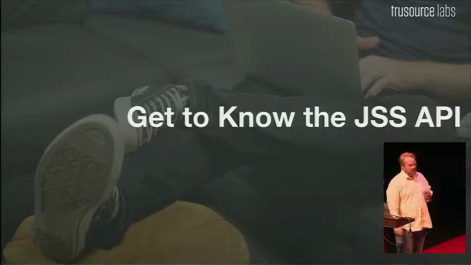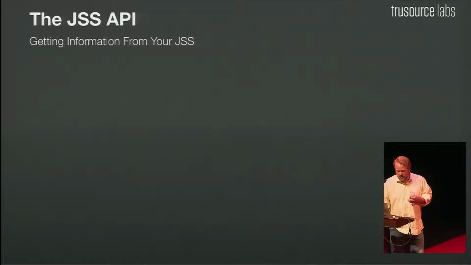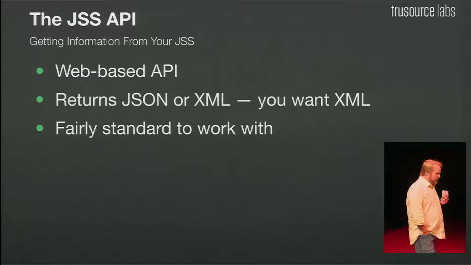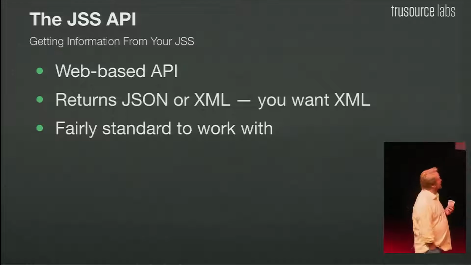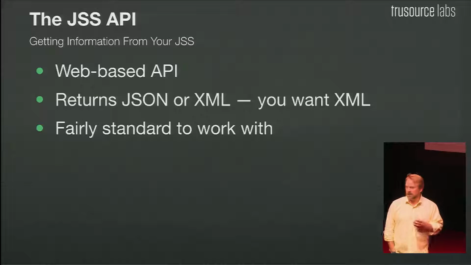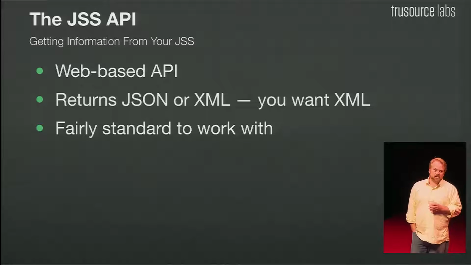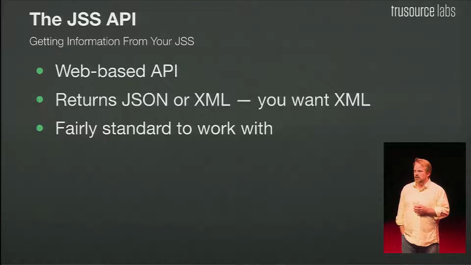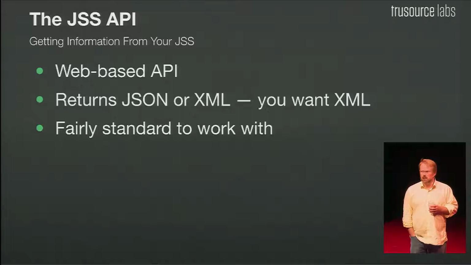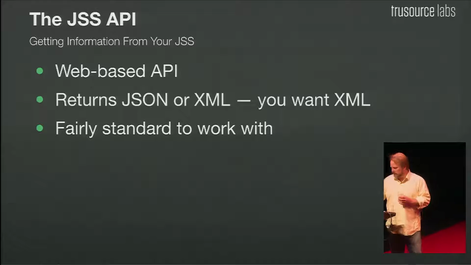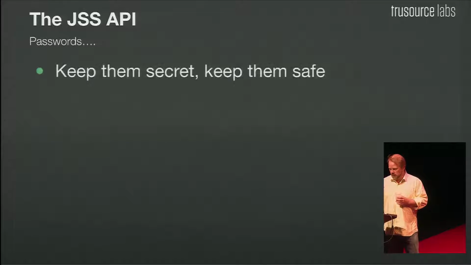All right, so first of all, get to know the JSS API. If you haven't used it already, it's web-based, returns JSON or XML. We found the XML to be more reliable. That may have changed, but we go with the XML now. JSON's a little easier to parse, but XML isn't that much harder. Fairly standard. If you've worked with web interfaces before, passed JSON, XML before, this will be very familiar to you. A lot of the tools that you may have already used, you should be able to easily repurpose for it. So all good there.